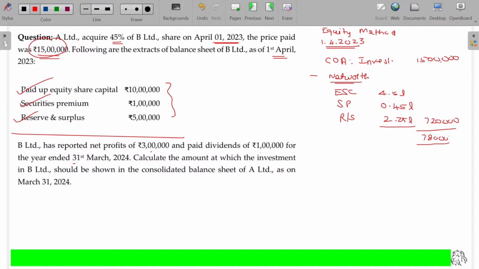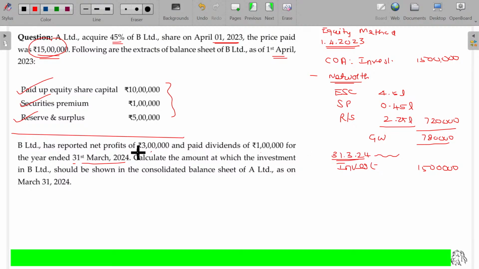What is this? Goodwill. The calculation seems to be similar to AS number 21. But year on year, this investment value will be adjusted. See here, this is at the time of consolidation. Investment value will be adjusted. So investment value being 15 lakhs by the first year end, 31st March 24.